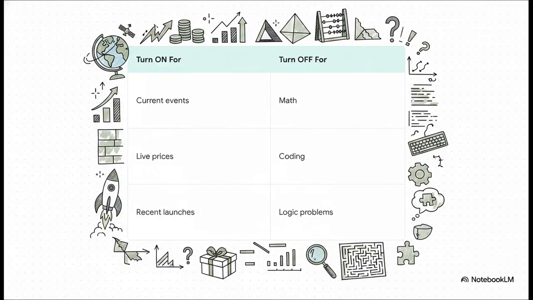Now, a really important point here is knowing exactly when to use this, and just as importantly, when to avoid it. You definitely want to toggle it on for dynamic data. We're talking current events, live stock prices, recent product launches, or the latest software updates. But, and this is a big but, you should absolutely keep it off when you're doing things like coding, complex math, or working through abstract logic problems. For those highly specific tasks, throwing web search into the mix just adds unnecessary noise and bogs down your response time without actually adding anything useful.